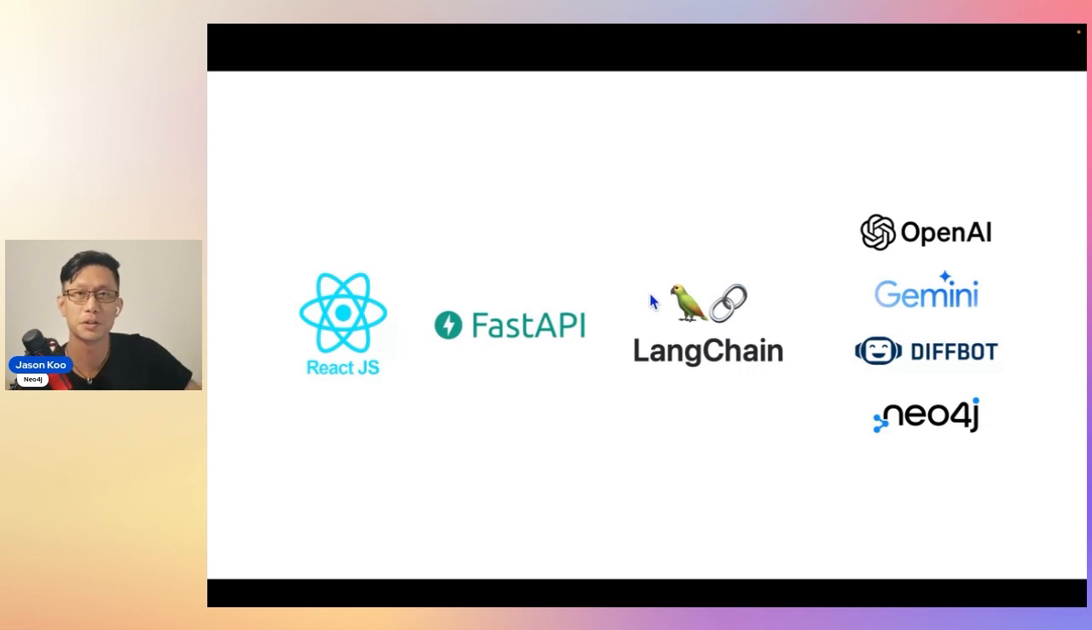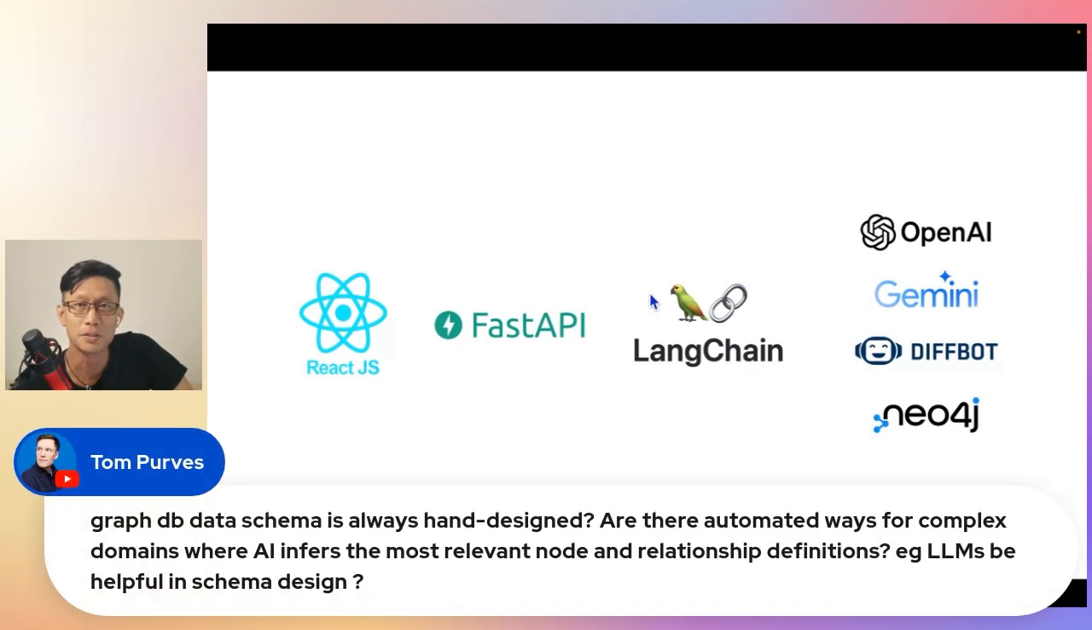Okay, let's see. Tom asked a question here. GraphDB data schema is always hand designed. Are there automated ways for complex domains where AI infers the most relevant node and relationships definition? For example, could LLMs be helpful in schema design?